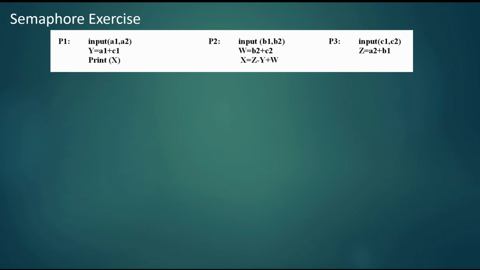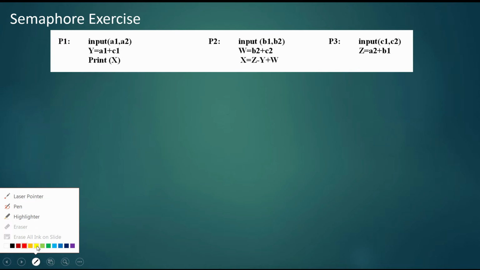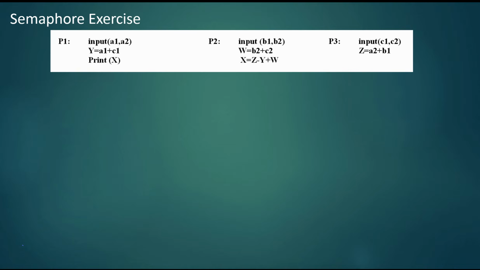The other thing we want is to have the work synchronized, meaning that after P1 has input A1 and A2, P1 will be able to use A1 to calculate Y, but P1 is actually going to have to wait to know that P3 has input the correct value for C1 so that the calculation will be correct. It's also going to have to wait to make sure that P2 has made the calculation for X before printing it. And the same is true here for P2.